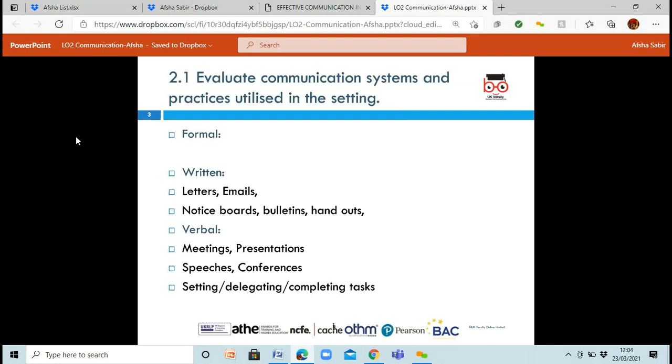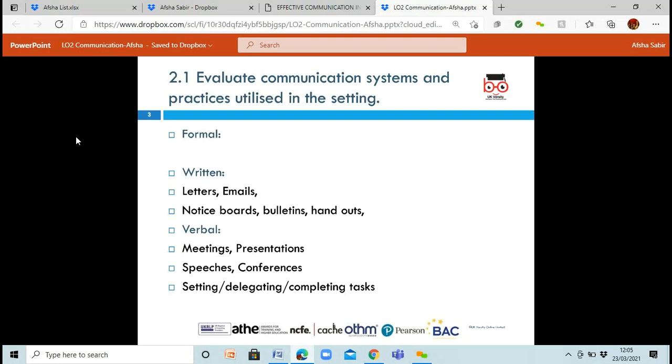So we looked a little bit at this, I think, yesterday. So we've got formal, and there's different types of formal communication. So written will be letters, emails. You might have information on notice boards, you might have bulletins, you might have handouts, you might have patient records, like individual plans that you've got for each person as well. So those are some of the formal ones.